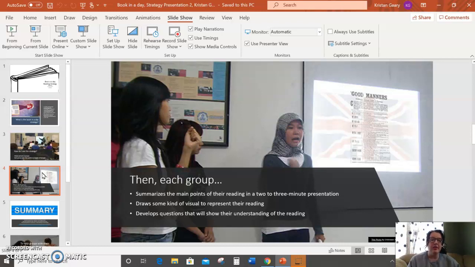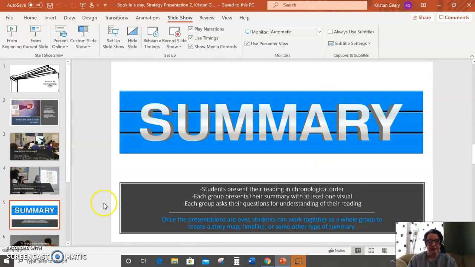And then the students will develop questions that show their understanding of the reading. So they're going to be asking these questions of their peers. While they're giving this summary, students will present their reading in chronological order. So if you have a book that has chapters 1 through 9, then your group 1 is going to present chapter 1, your group 2 is going to present chapter 2, and so on. So it's going to be just like they were reading the book themselves.